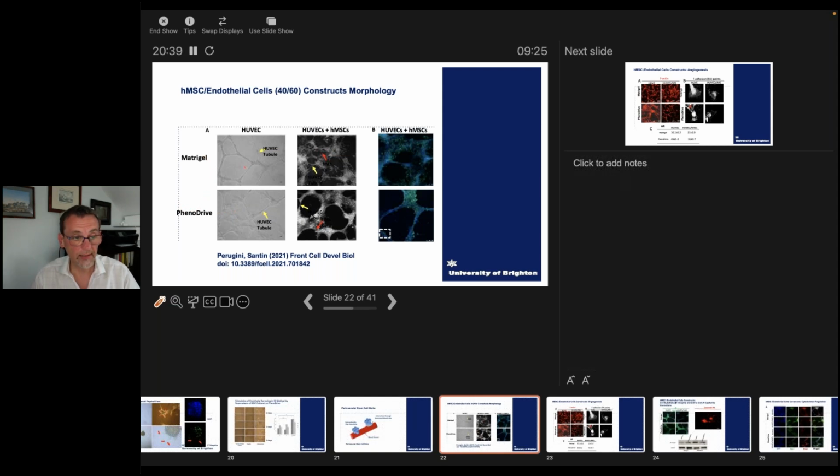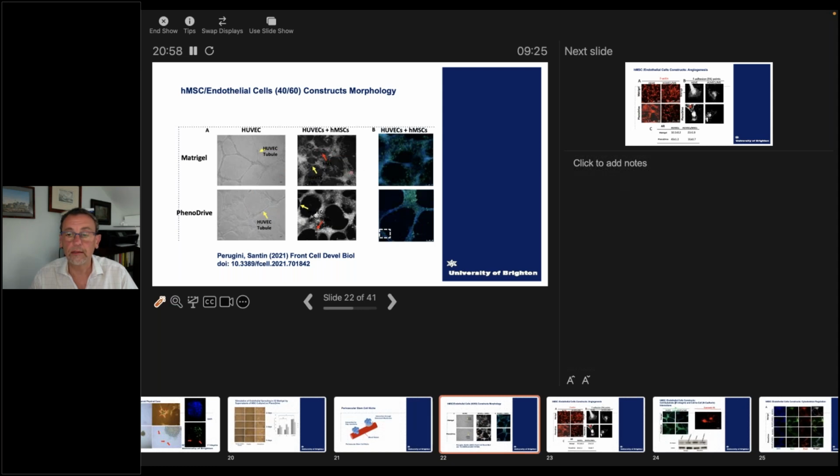More importantly, as we know, Matrigel was degrading after 4 days in culture, whereas we could keep PhenoDrive for at least 15 days. And then we co-cultured the HUVEC with the human bone marrow mesenchymal stem cells.